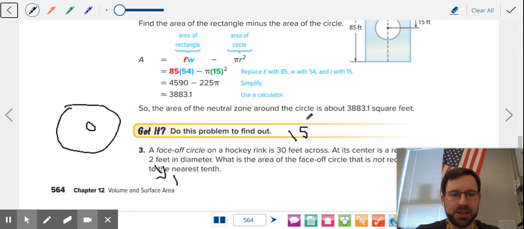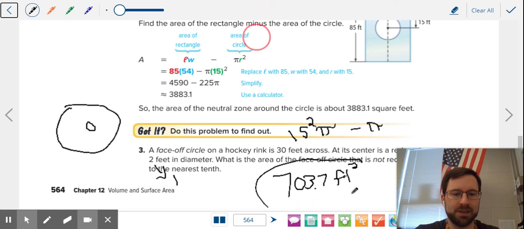So what we're going to do is take 15 squared pi minus pi. 1 squared is 1, so we don't even really need to do that. Save yourself some time. 15 squared pi minus pi equals 703.7 feet. Okay, I was having trouble finding the unit again, feet squared.